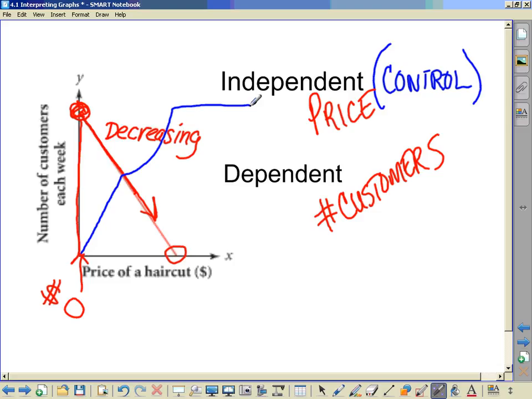Okay? Describe this graph. Hurry before it disappears. Wait, let's do that again so it doesn't disappear.